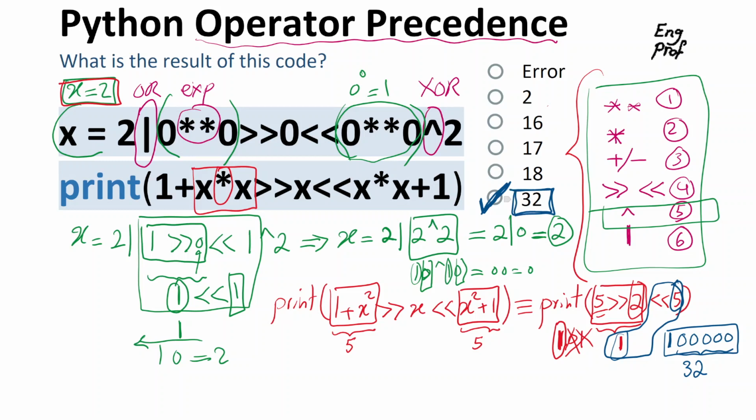I hope that this example illustrates the importance of operator precedence in Python, when parentheses are not defined, and in what sequence we have to calculate and compute the result of logical, bitwise and mathematical operators.